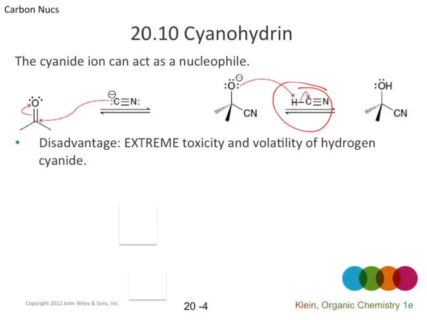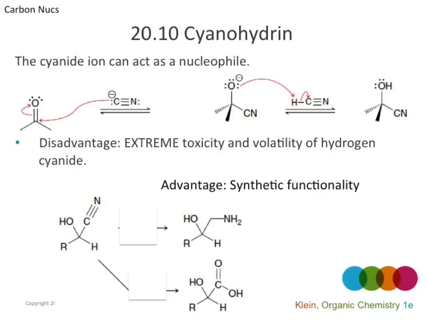Okay? However, as toxic as it may be, it does actually have a reasonable amount of synthetic options to it, because we now have this alcohol and we also have this nitrogen that we could then convert around. So there's two possible products we could generate from this. Okay? How do we get those two possible products? You might be able to tell there's boxes.